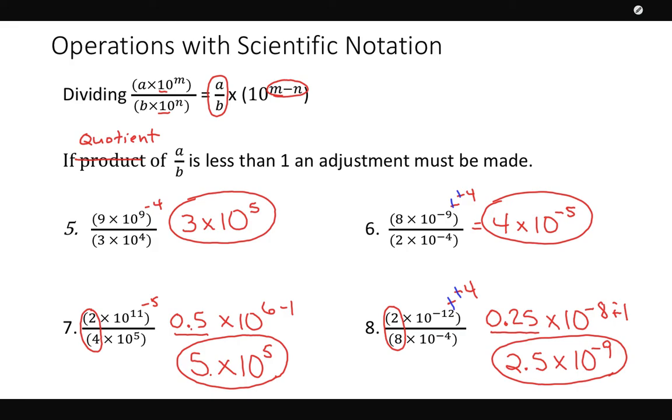So again, when you're dividing numbers with scientific notation, we subtract the exponents, and we have to make sure that our decimal number out in front is always a number written between 1 and 10.